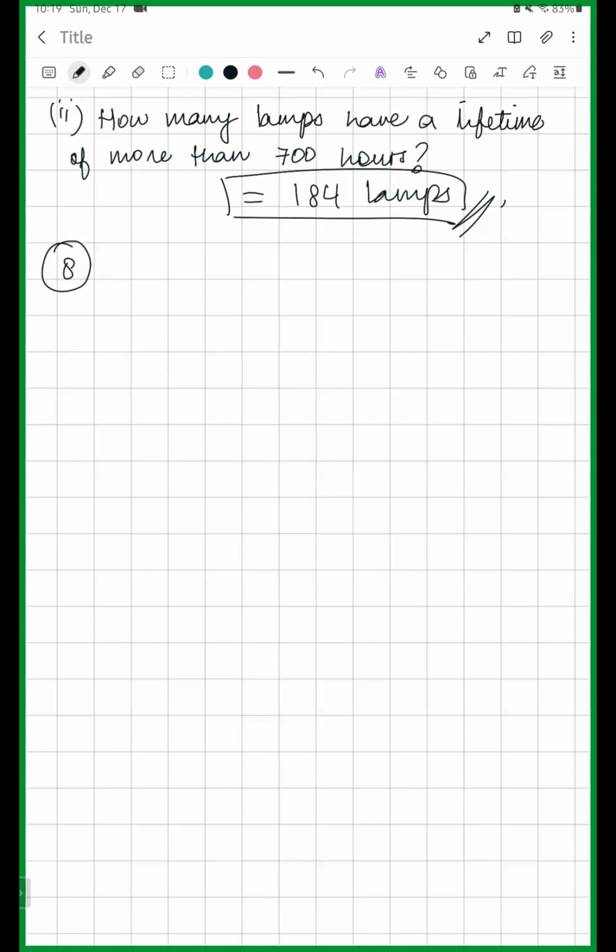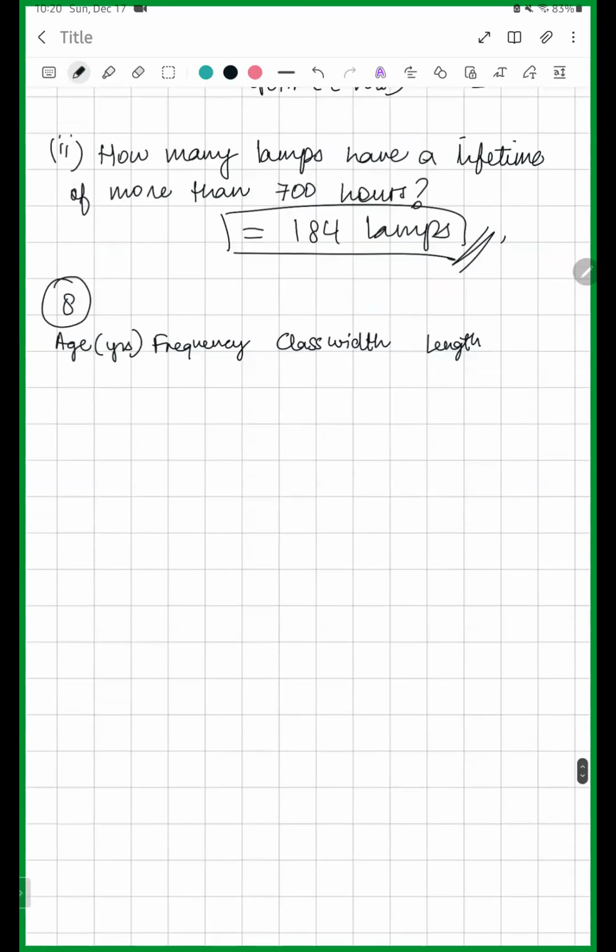Now let's see how to make the histogram. What we need to do is make a bigger table. I'm going to write the entire data over here. So age in years. When the range is different, you have to write the table, okay? And leave some space, because we are going to write a lot of things here. Number of children, which is frequency. Then we have class width, which is the range that we talked about. And the length of the rectangle. What rectangle? The rectangle that we draw in the graph.